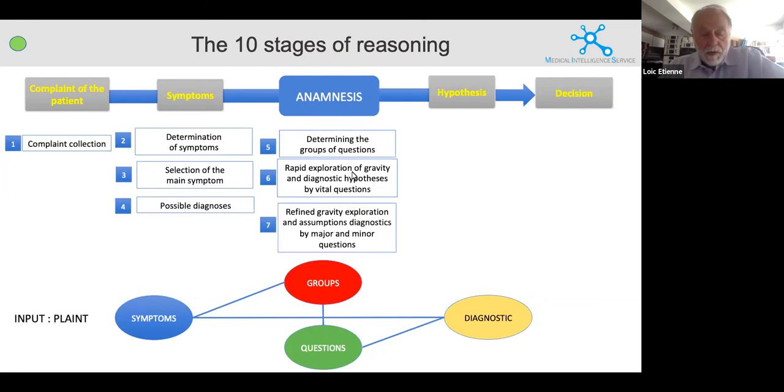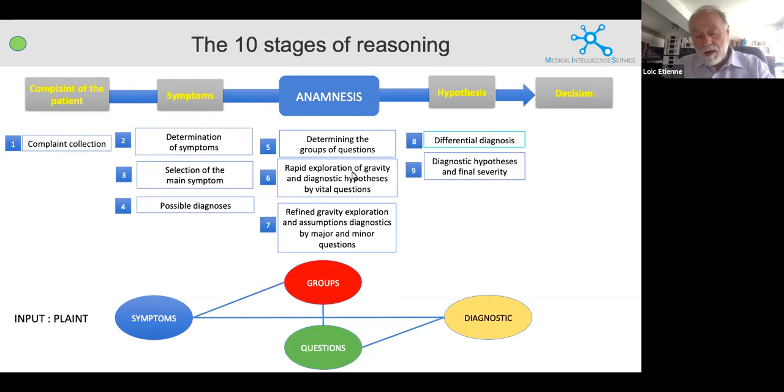And when it has a better idea of the gravity of the situation, it refines the gravity exploration and diagnostic hypotheses by major and minor questions. At this point, it is able to make a differential diagnosis, that is to say, to classify the diagnoses in decreasing order of probability. At the end, it chooses the one or two diagnoses which are the most probable, and the final severity. And after, it takes its decision.